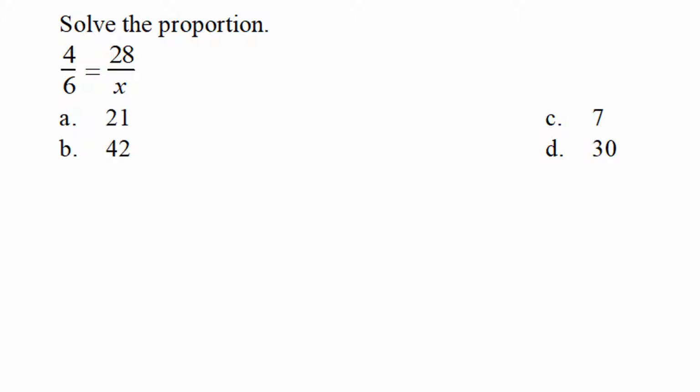Solve the proportion. I could multiply 6 times 28 and then divide by 4. That is possible. But instead of that, I just see that 4 times 7 is 28. So I'm just going to multiply 6 times 7, and 6 times 7 is 42.